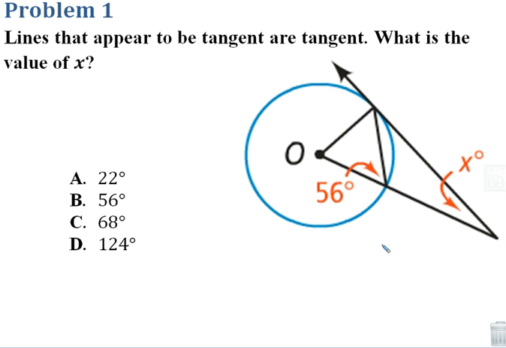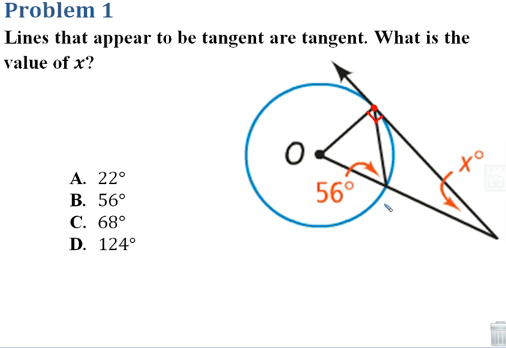Okay, problem 1 says lines that appear to be tangent are tangent. What's the value of x? Okay, here the big thing we're dealing with is a tangent line to a circle. That's going to be a line that intersects a circle at a single point. And the big theorem we had dealing with tangent lines is that the tangent line and the radius of the circle are going to come together. They're going to intersect at a right angle.